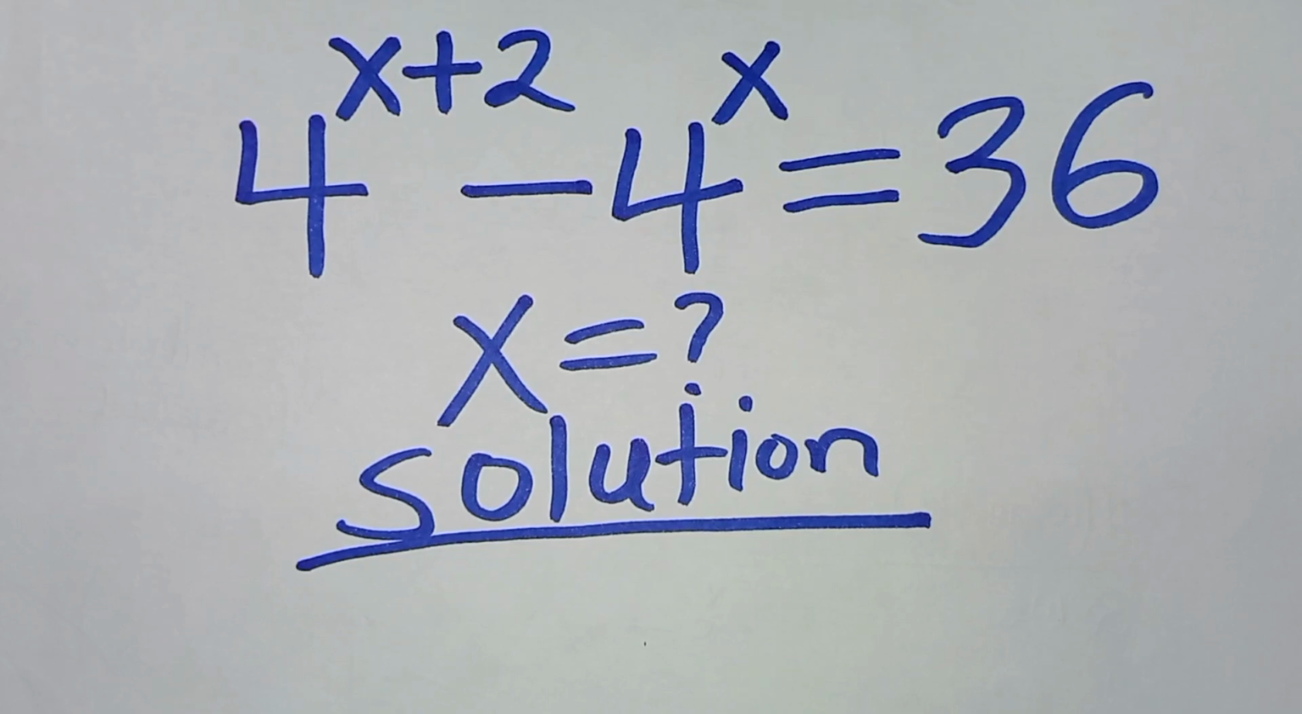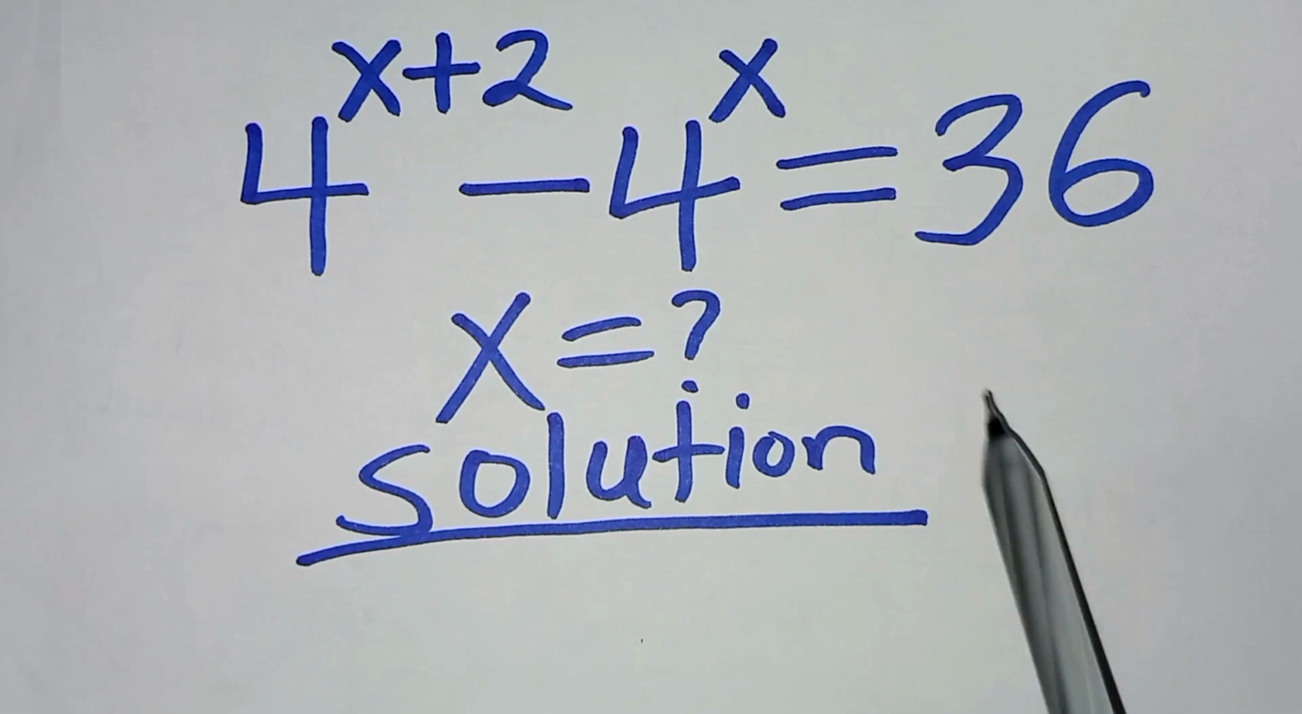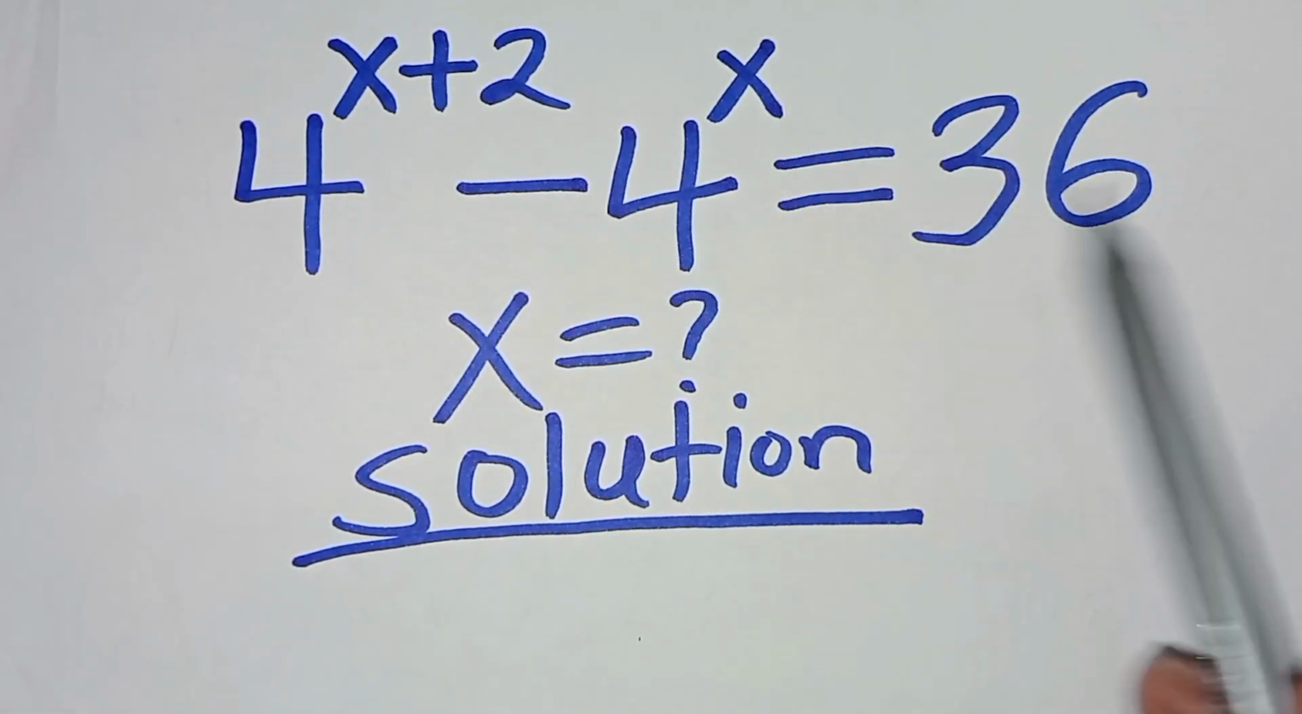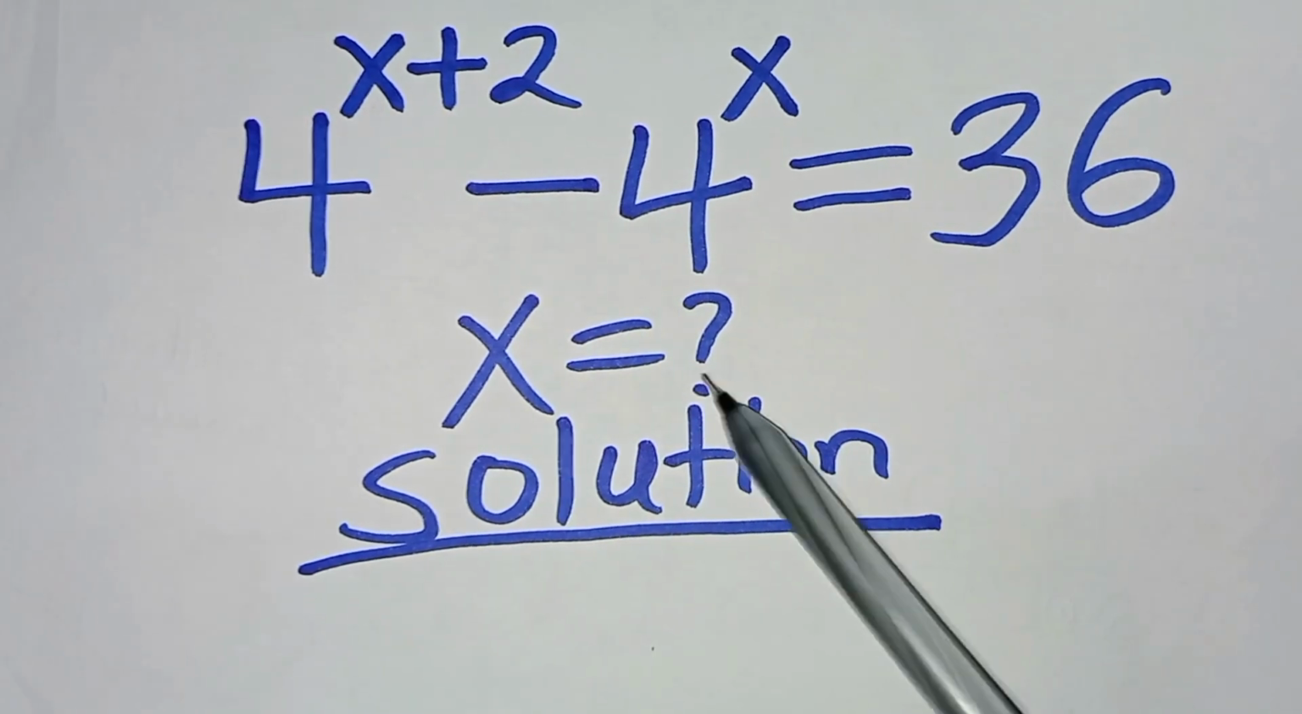Hello everyone, welcome to the solution. Given this nice exponential equation, 4 to power x plus 2 subtract 4 to power x is equal to 36, what is the value of x?